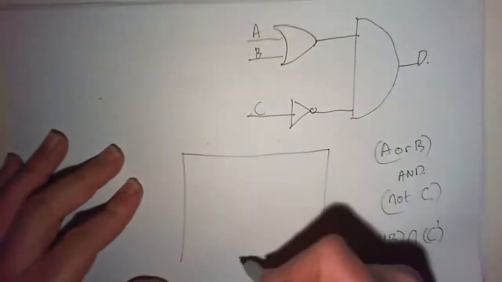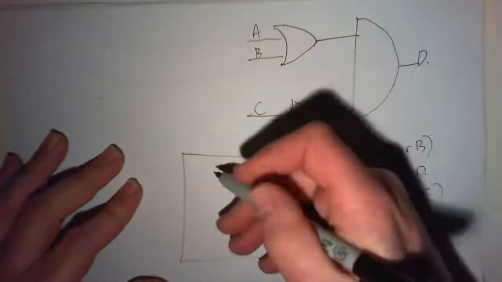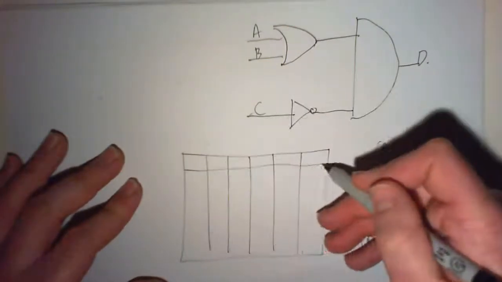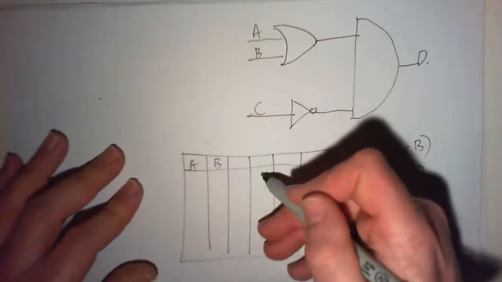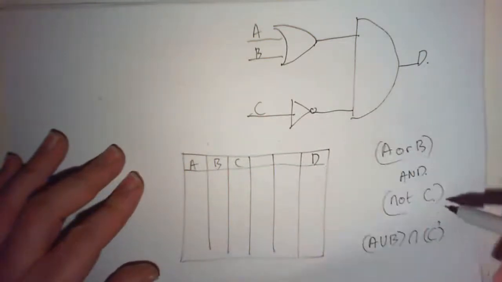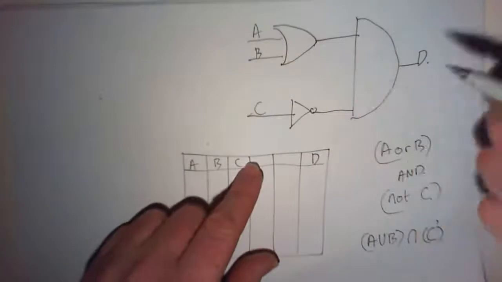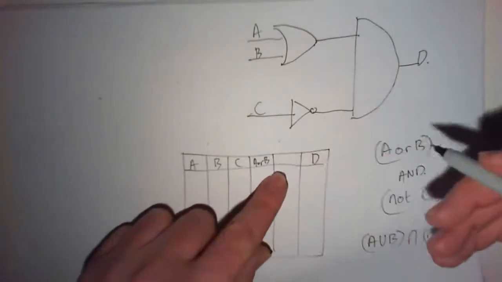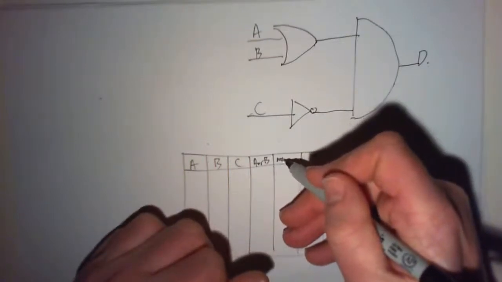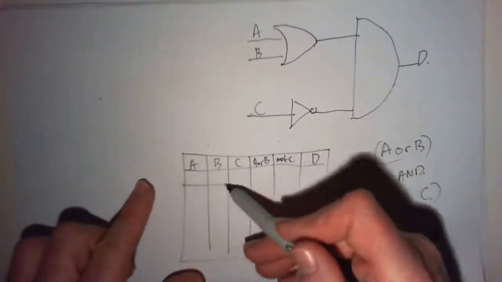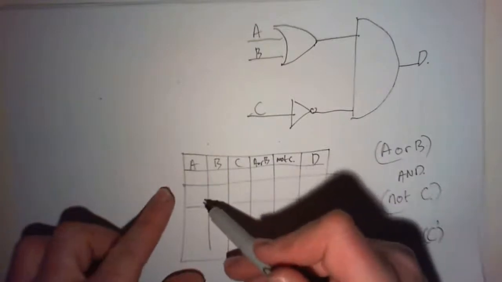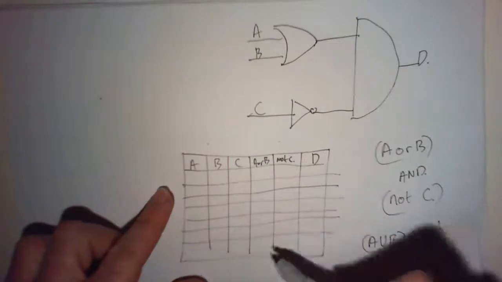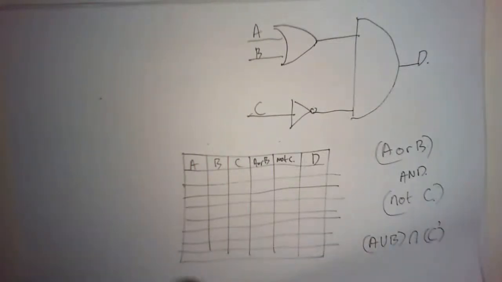Okay, so the 6 going in is easy enough. 1, 2, 3, 4, 5, 6. So we've got A, B, C. This is D out here, but we know what D is. And then we've got the A union B here, A or B, and not C. So you can see this is insane. 1, 2, 3, 4, 5, 6, 7, 8. We've got a lot here.